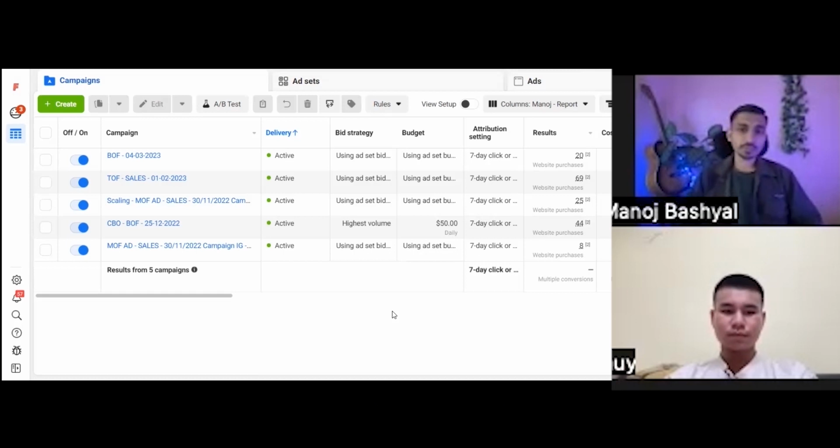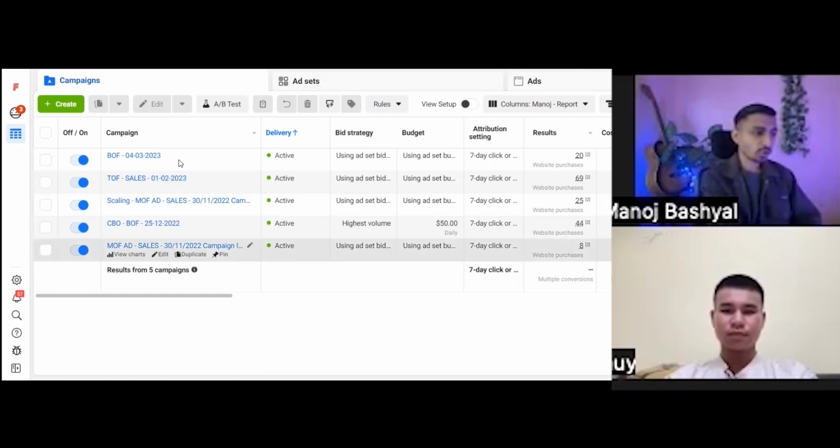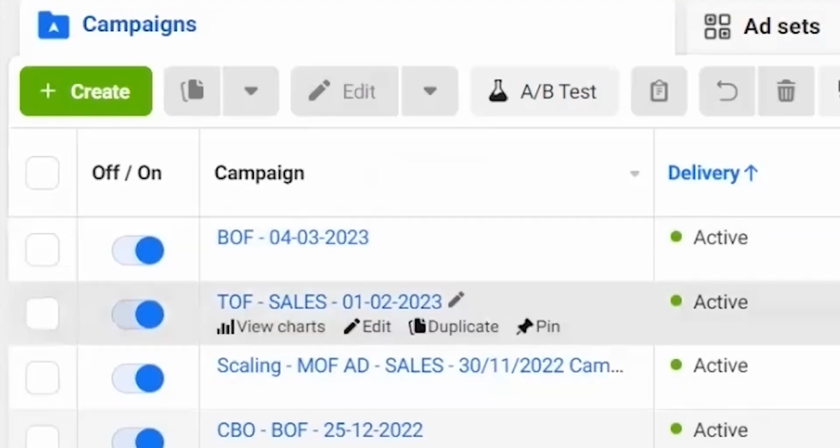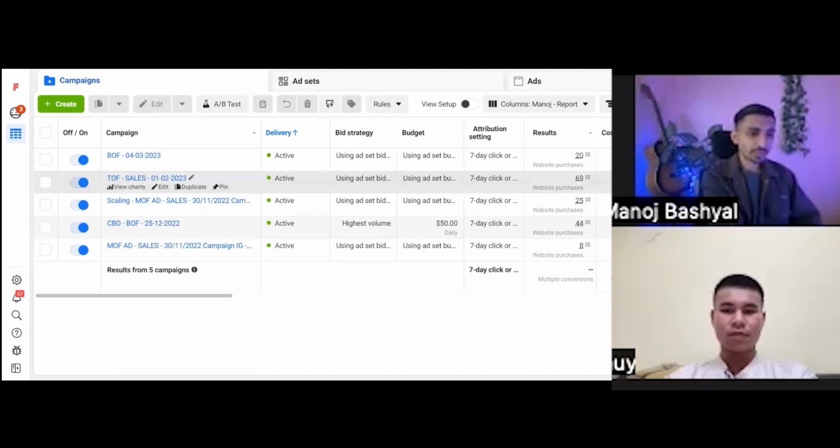So always organize the campaigns. I'm gonna go over the campaign structure and how we're generating for this brand. You can see in the last 7 days from these bottom of funnel campaigns, we've got daily purchases, and the cost per purchase was $6.